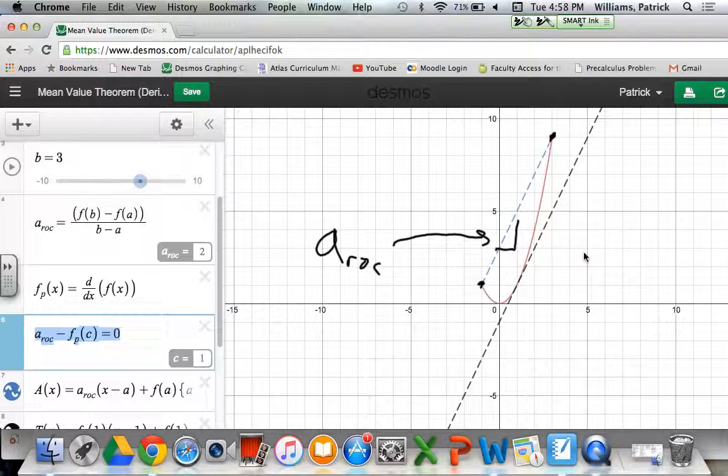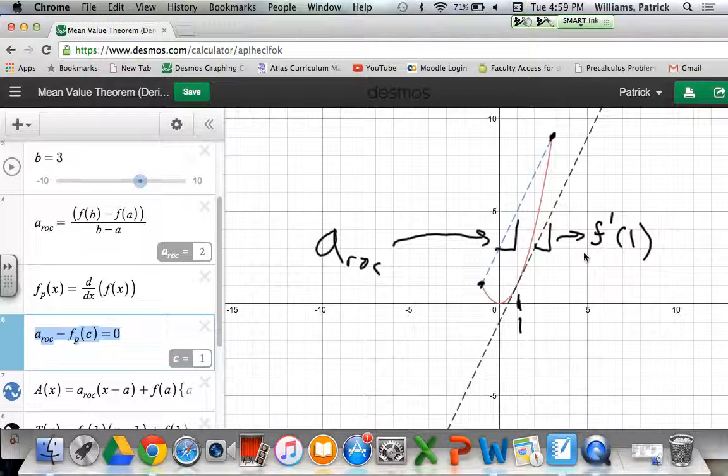And now, what is this dotted black line? Well, the dotted black line is the slope of the tangent line. And what point is it at? It's at the point x equals 1. So the slope of this line would be f prime of 1. And what do you notice about the slope of the dotted blue line and the dotted black line? Aren't they the same? Well, this is a visual representation of what the mean value theorem gives us.